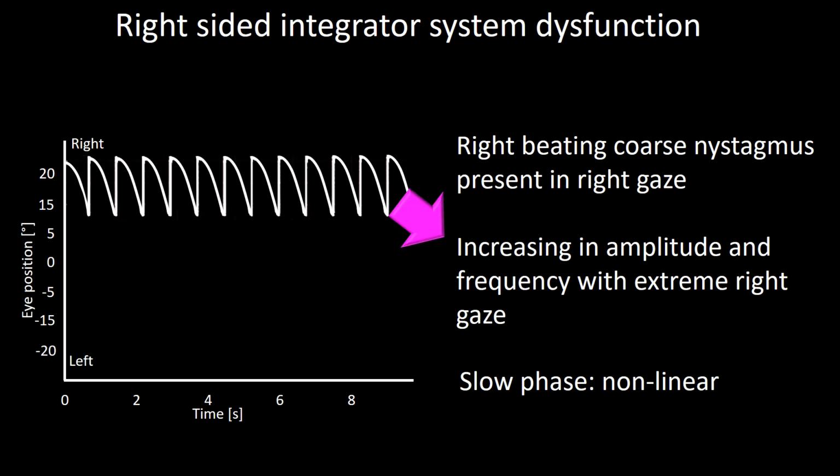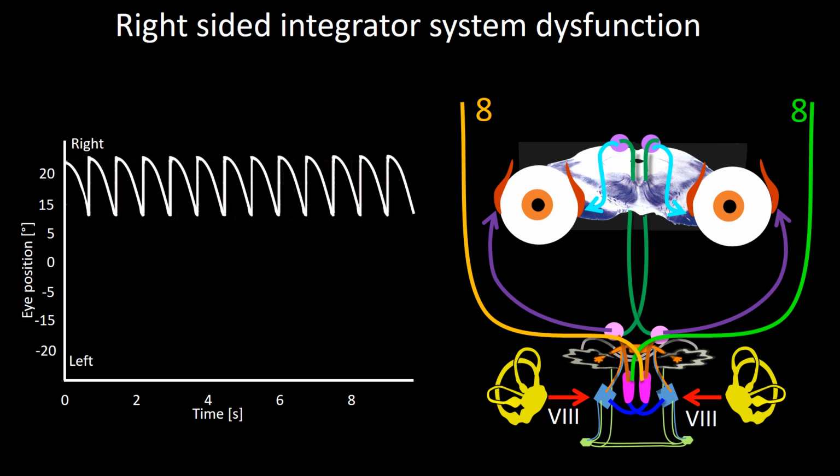Not illustrated in this oculogram, but an important point is that the nystagmus increases in amplitude and frequency with extreme right gaze. In this frame, I have reintroduced the model for horizontal eye movements. In this illustration, the eyes are willfully looking to the right, the eye position triggering the nystagmus. The right-sided integrator dysfunction is illustrated by an empty red arrow.